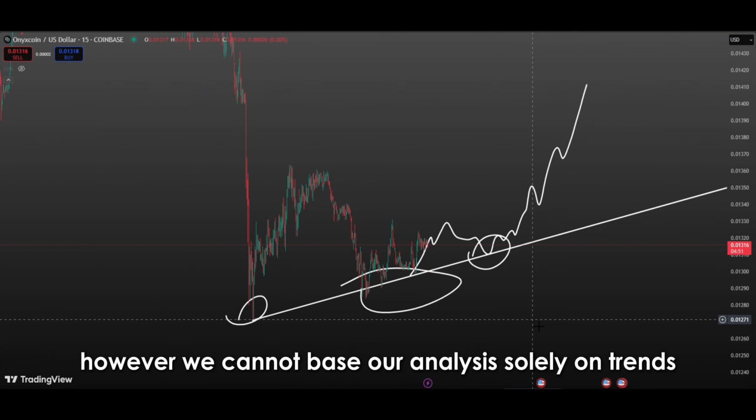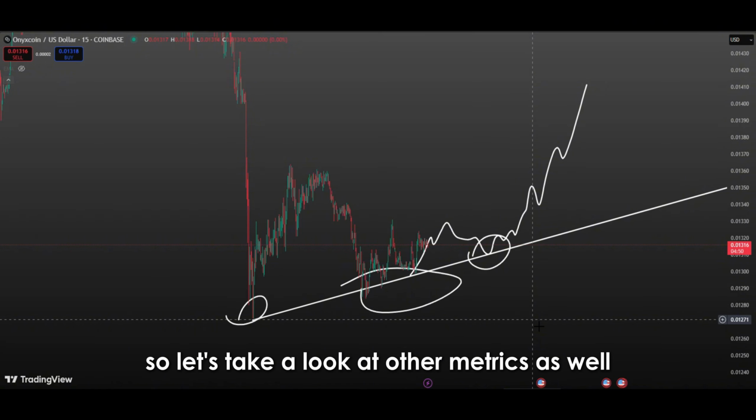However, we cannot base our analysis solely on trends. So let's take a look at other metrics as well.